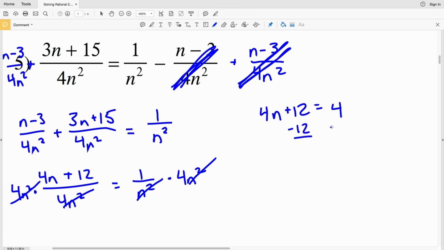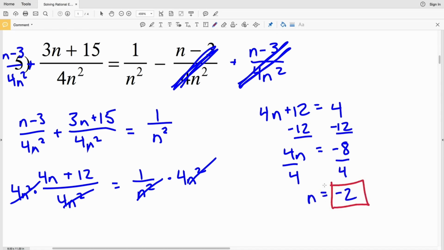Subtract 12 from both sides to get that 4n is equal to a negative 8. Then divide by 4 to get that n is equal to a negative 2. So the answer for number 5 is negative 2.